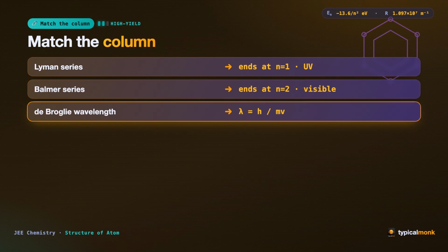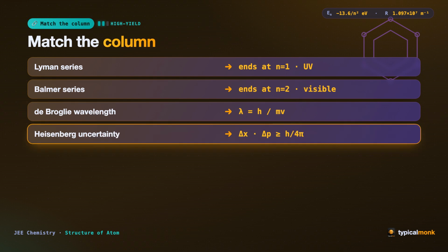Never forget this one. The de Broglie wavelength, Planck's constant, divided by mass times velocity. And Heisenberg's uncertainty, the uncertainty in position times the uncertainty in momentum, is never less than h over 4 pi. If all four came to you before the reveal, today's ladder is becoming yours.